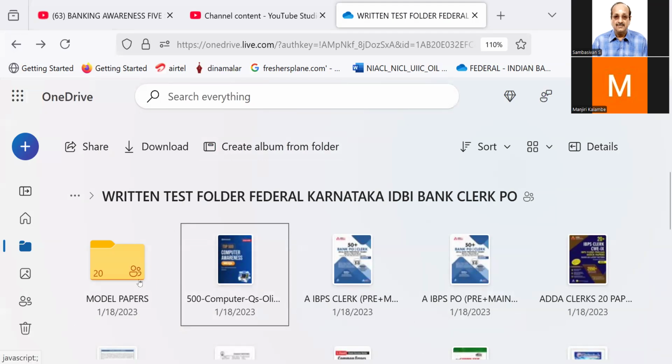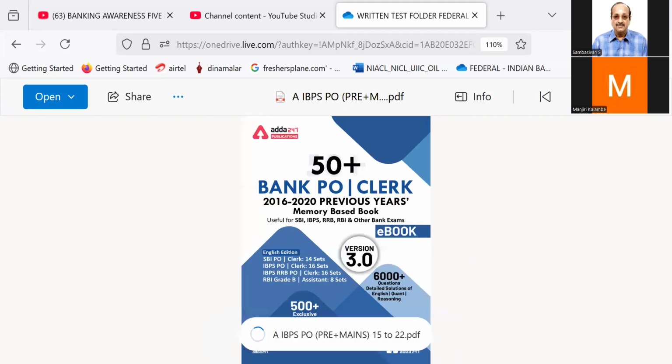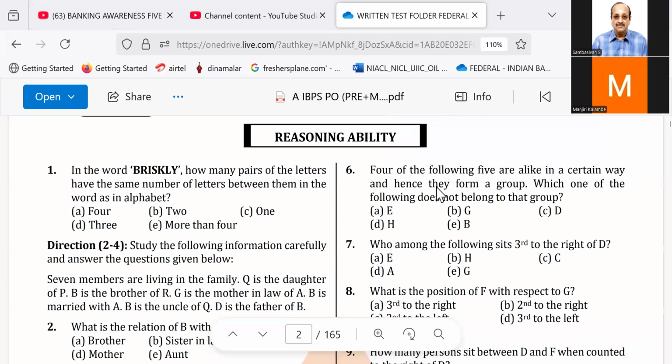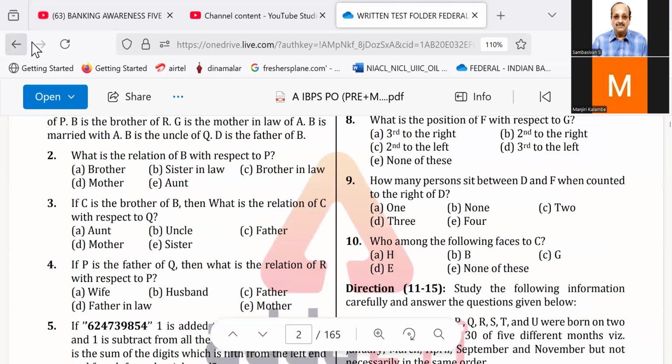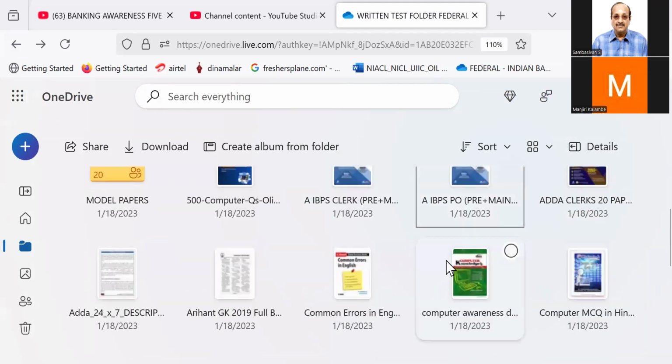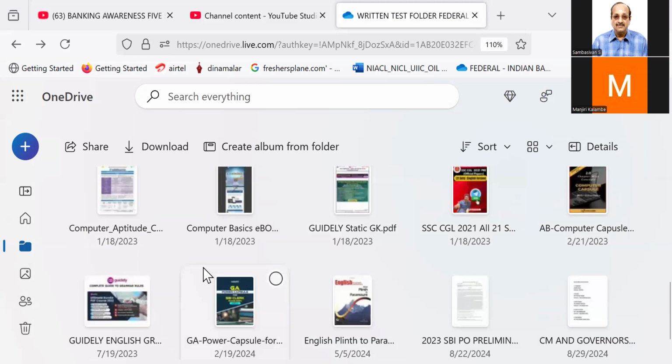For PO, apart from those model papers, these are the real papers that have been conducted in the IBPS PO examinations. And your federal bank exam will be more or less similar to that one. So please go through that. Then this book is on GK, but there is not much time before you, so you may not be able to read them. Then you can go through this guide, static GK.